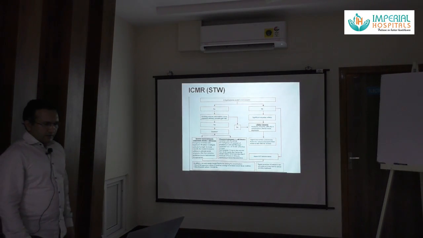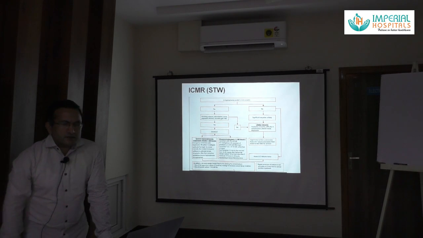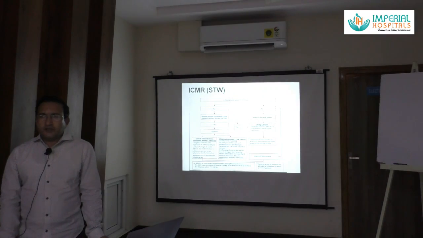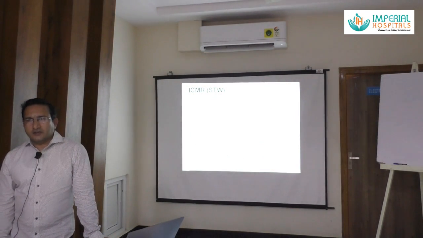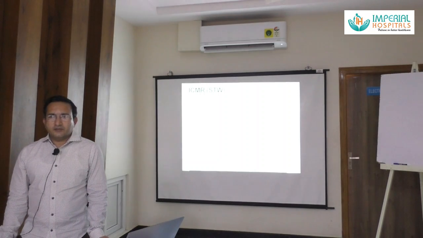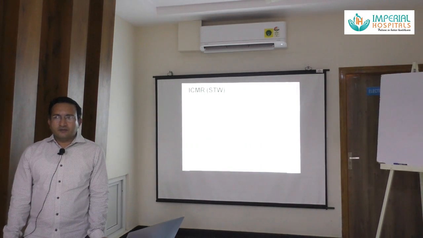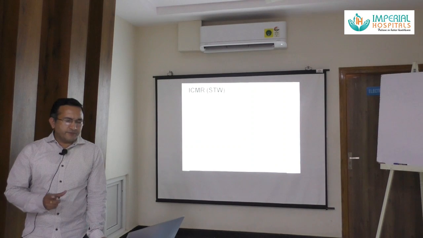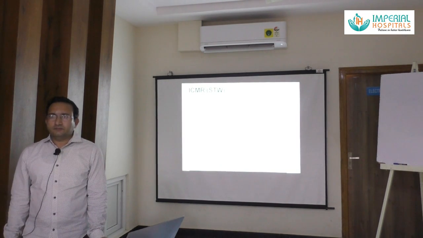Ultimately, the last one is here, because the normal saline, the millimoles of sodium, milliequivalents of sodium is 154, and 0.9% is 154. 3% will be around 515. Based on that, the deficit you will be calculating, and you will be slowly correcting. Okay.